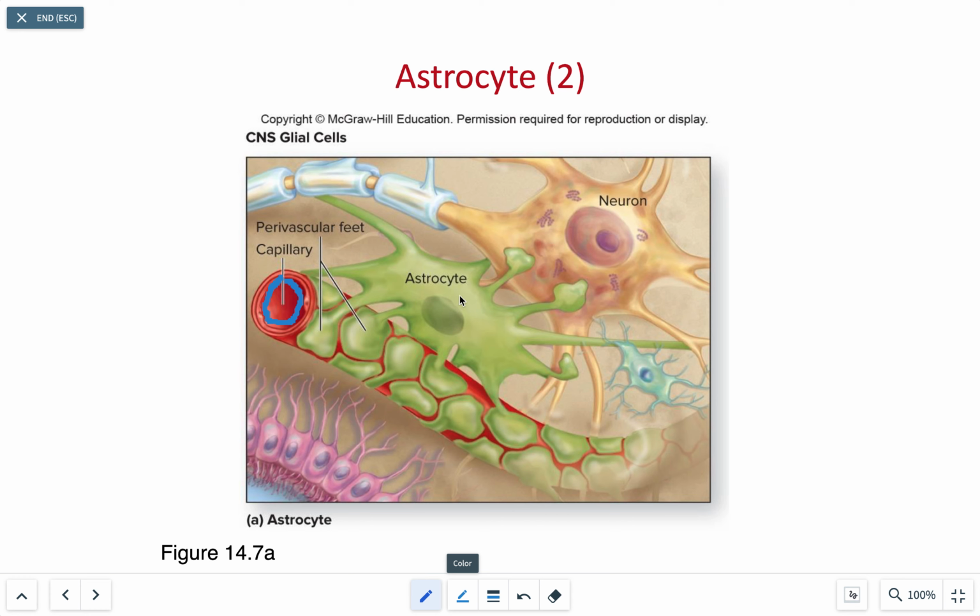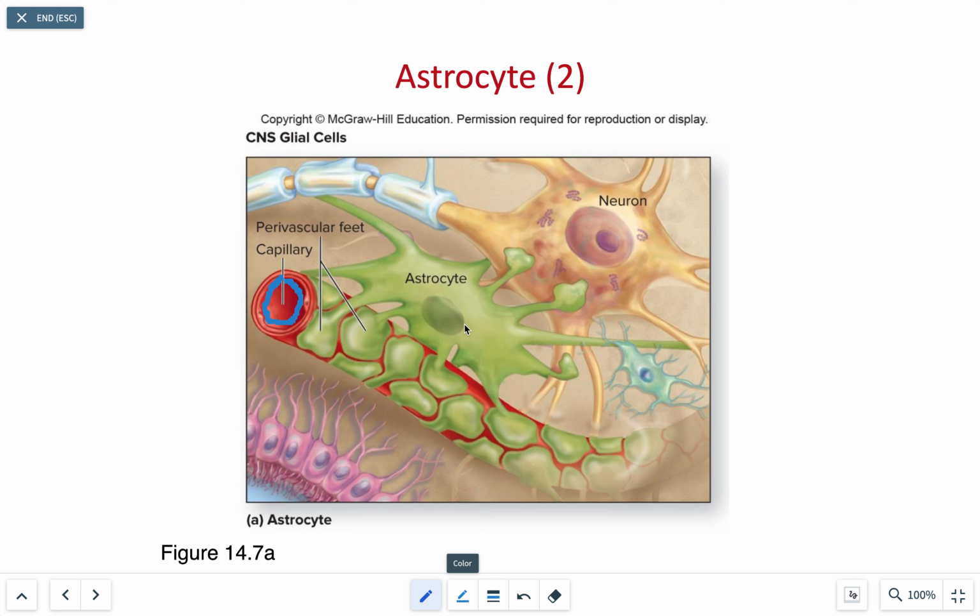Astrocytes can divide in a process called astrocytosis, which produces new cells to fill in areas formerly occupied by a damaged neuron. So if this neuron became damaged, the astrocytes would divide through astrocytosis and produce new cells to fill in the area of this damaged neuron.